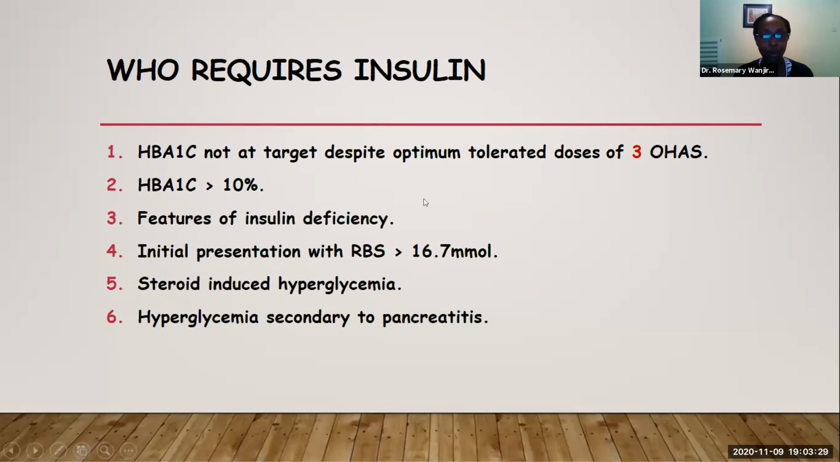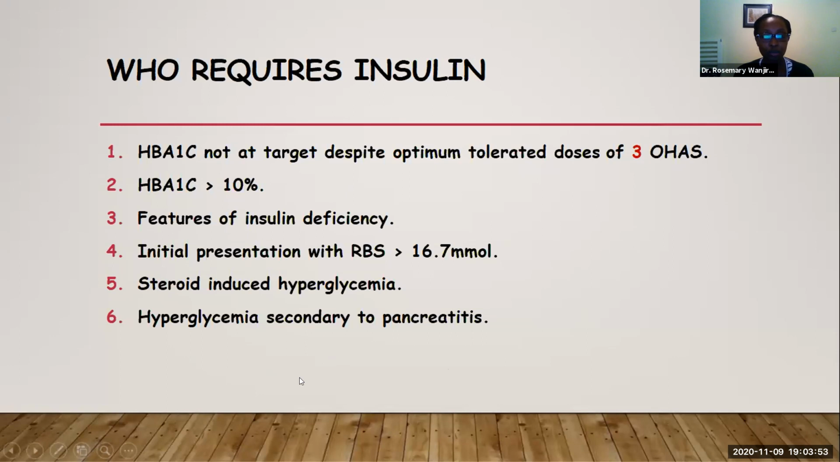If your patient presents with features of insulin deficiency, that is, they present with polyuria, polydipsia, and unintentional weight loss, or they have been admitted with diabetic ketoacidosis or hyperosmolar hyperglycemic syndrome, it usually suggests that the patient does not have enough insulin, and these are patients you straight away put them on insulin.